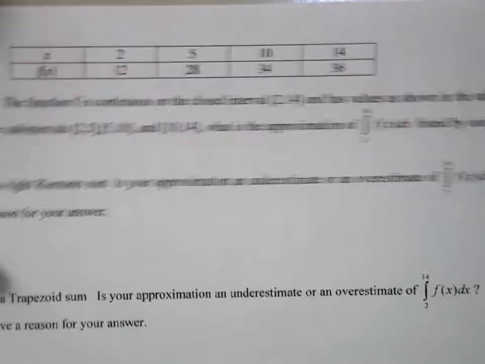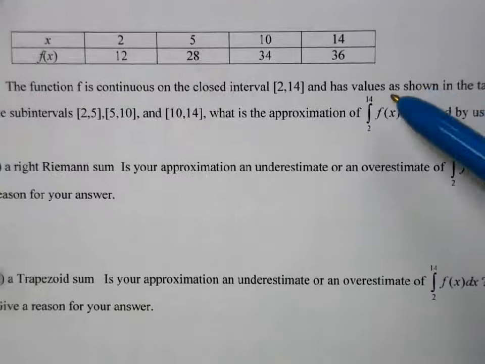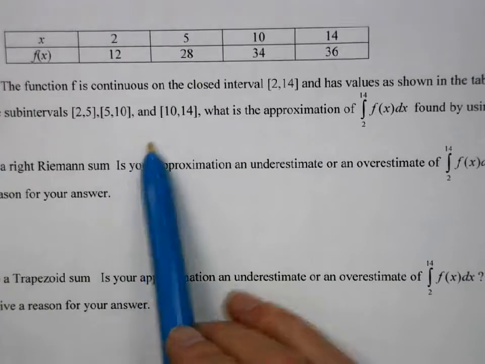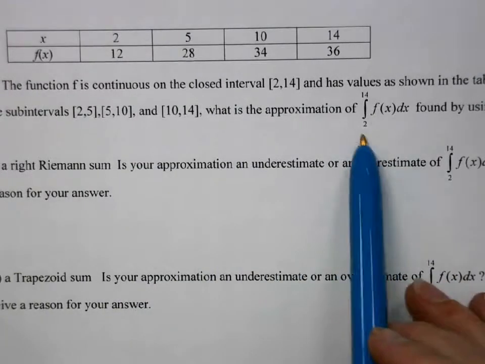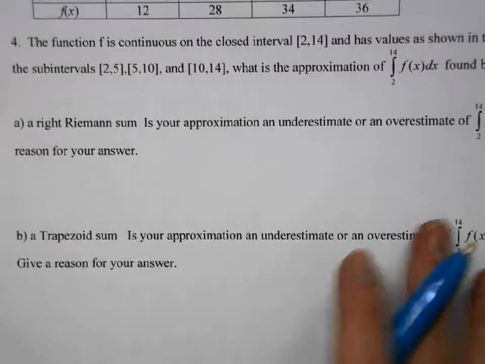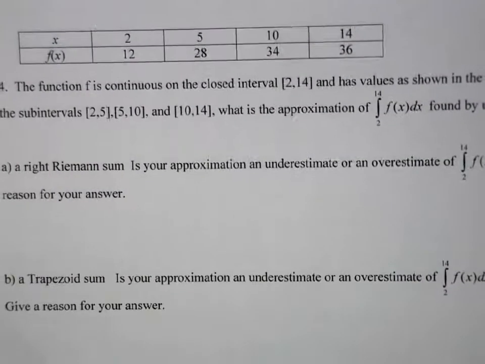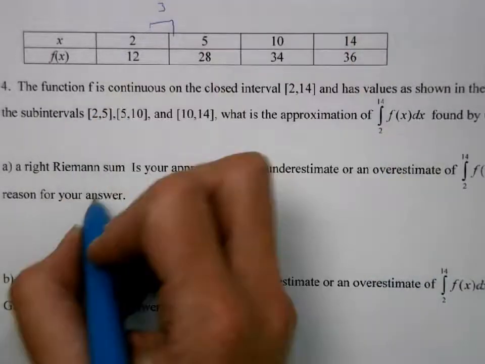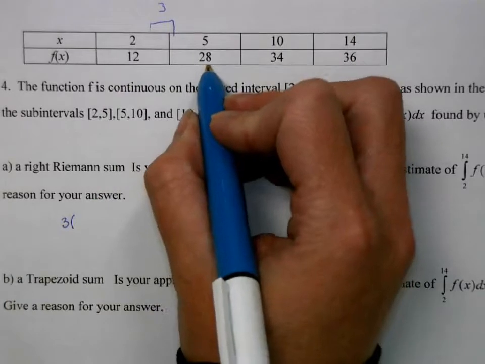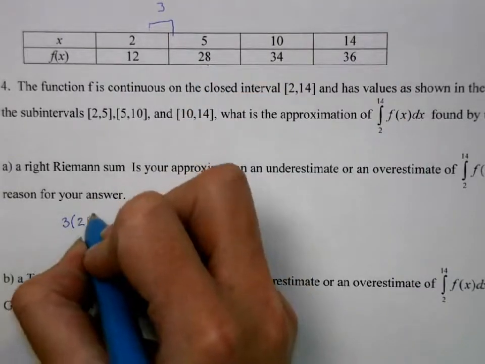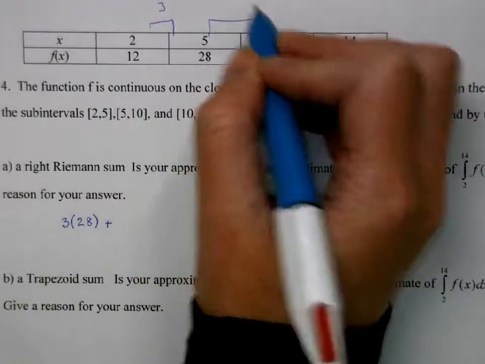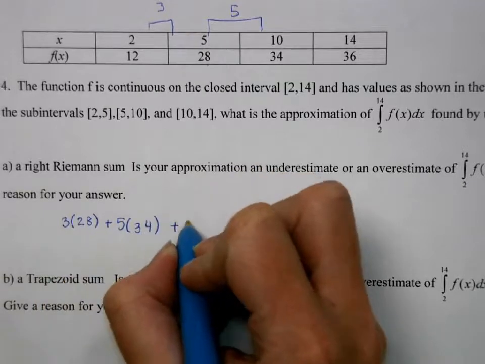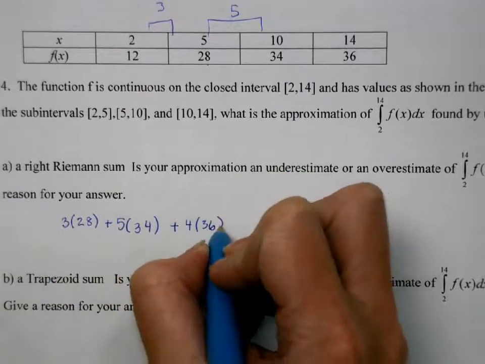The function f is continuous on the closed interval between 2 and 14, and we have specific values here. So using the 3 subintervals, we're going to approximate the integral from 2 to 14 using several different methods. So first, a right Riemann sum. Okay, so we're just going to do our rectangles. Our first width is going to be 3. So we're going to have 3 times, a right Riemann sum is evaluated at the right side, so 28. Next one has a difference of 5, and we'll evaluate at 34. Next one is 4 times 36.